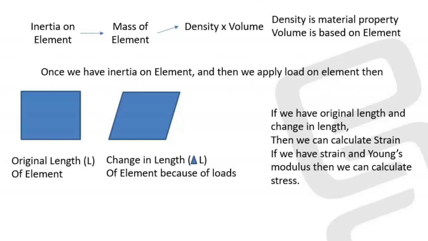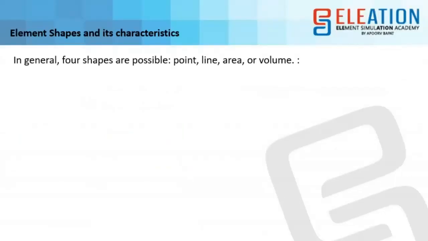So to know these values, you have to have a volume of the element. So volume for the element has to be calculated. Once you have the volume, you multiply it with its density, which generates the mass. Mass will have inertia. With the help of inertial effect, you can get change in length. With the help of change in length, you get strain, and with the help of strain and Young's modulus, you can find out stresses.